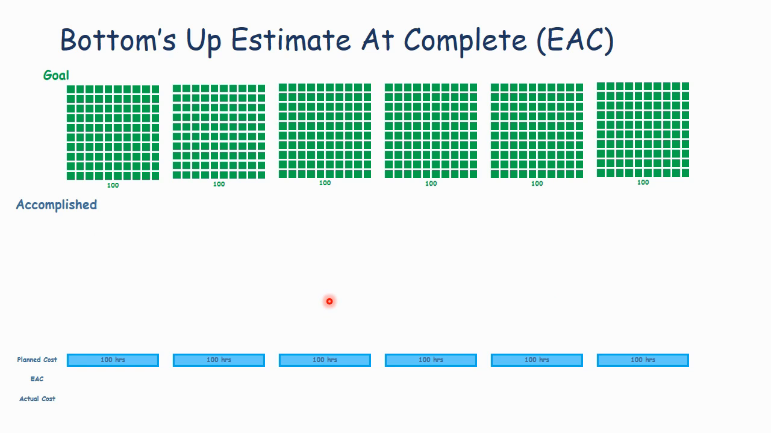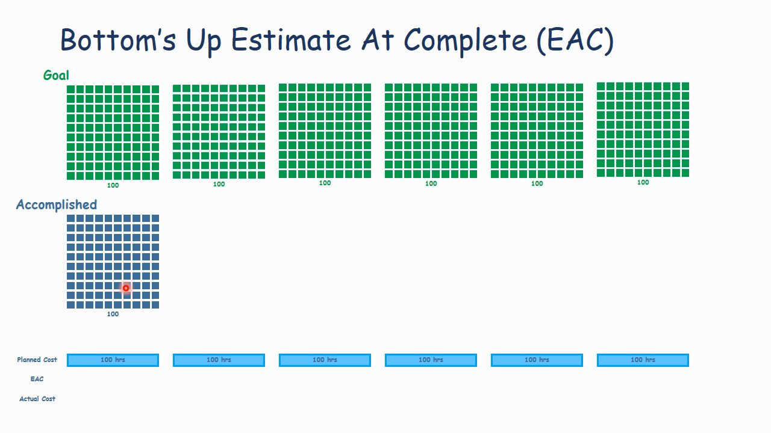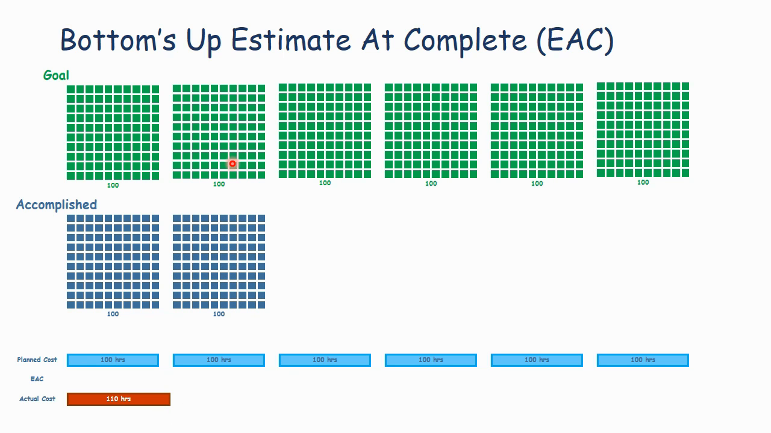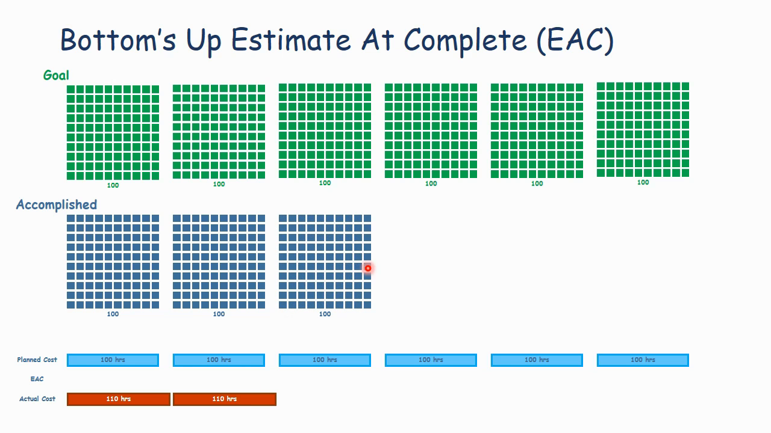Okay, there's one more way to do an estimate of completion, and it's a bottoms-up estimate at completion. So let's go back to the case where we're actually building widgets, and we can take earned value very clearly. We planned to do 100 widgets. We accomplished 100 widgets. The planned cost was 100 hours. The actual cost was 110 hours. Again, we plan to do 100, we do 100, and the actual cost is 110 hours. So you can see a trend here.